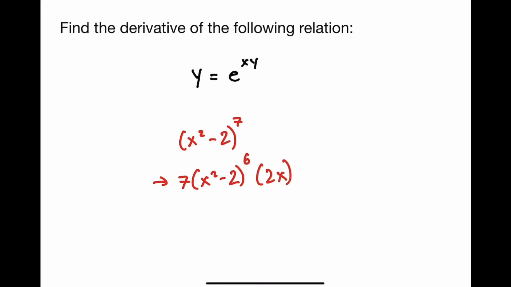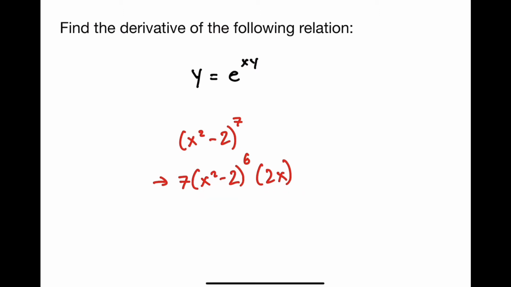And what happened there was we essentially took the derivative of this outside function, this power of 7, using the power rule, right? We just brought the 7 out front and subtracted 1 from the exponent. But then the additional step was we needed to multiply by 2x, and that was just the derivative of the inside part of that function.